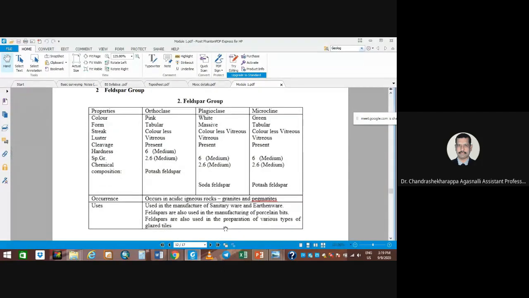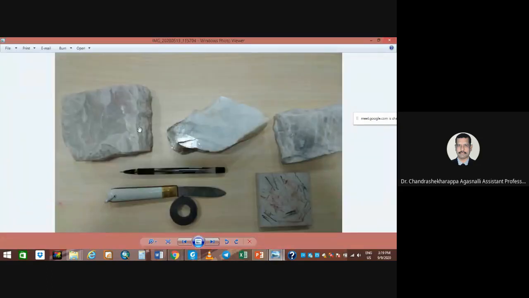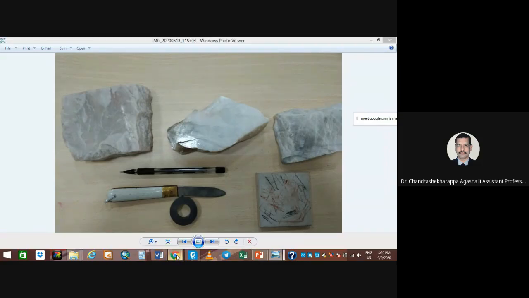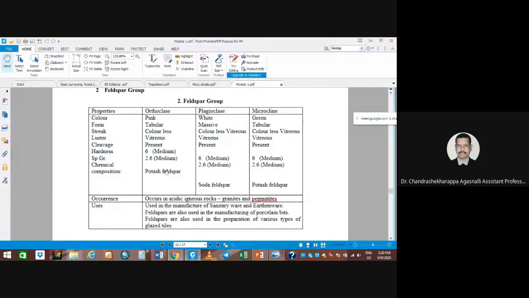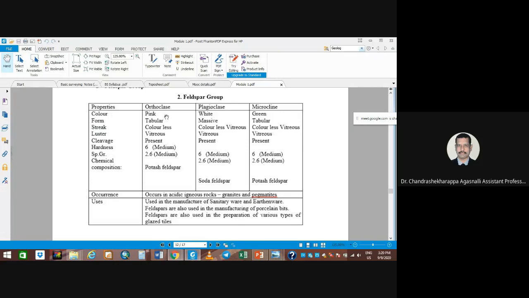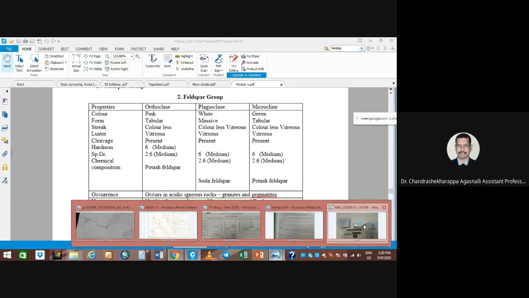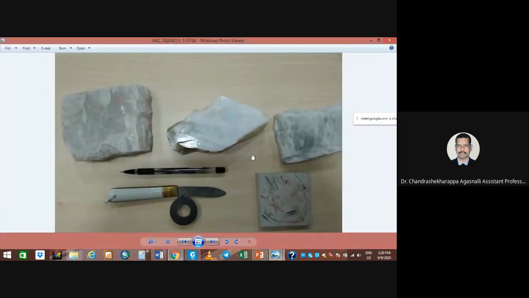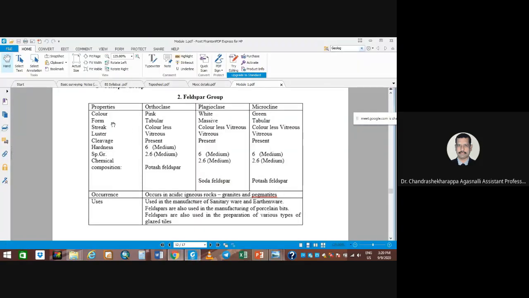If you look at these minerals, they have almost the same properties, with some changes in chemical composition. They have a vitreous luster. Generally all three minerals, orthoclase and the others, are white, pink, and green in color. You can see these three minerals here, and the description is given here.